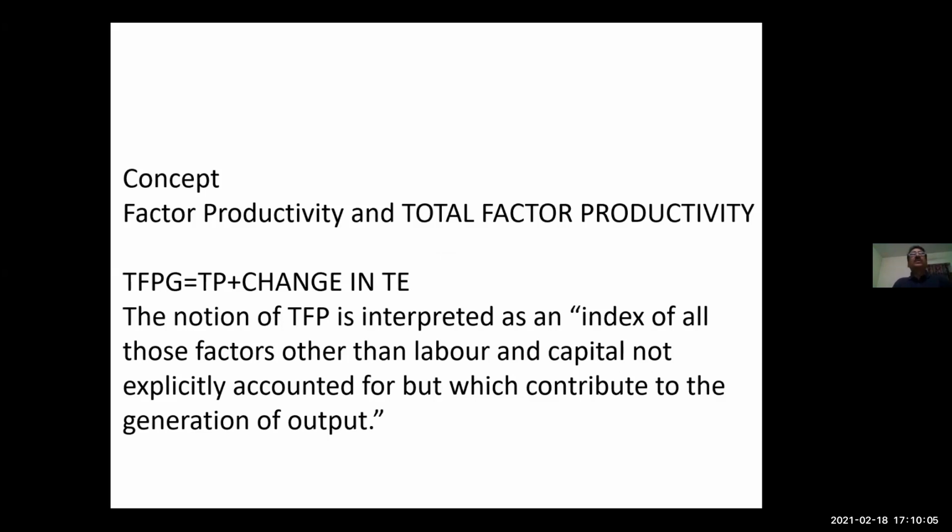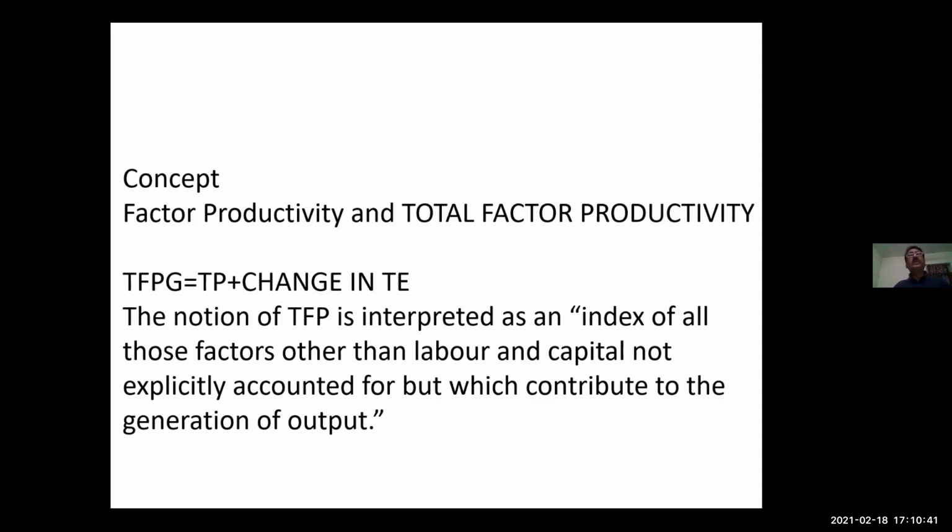In the literature, we get to see that total factor productivity growth has been defined in terms of technological progress or technological regress plus the change in technical efficiency. So it is a flow concept. So when I'm using total factor productivity growth, it is a flow concept. It is referring to the advancement in technology that may have taken place, or there might have been a deterioration in the technology level. So that is being captured through technological progress or technological regress, plus the change in technical efficiency.